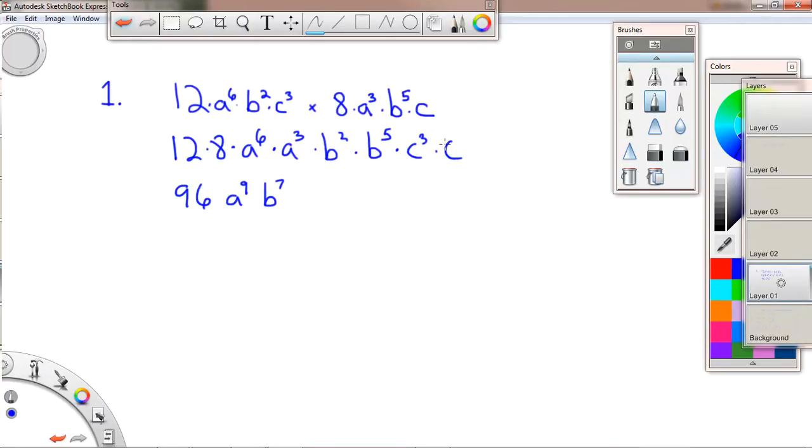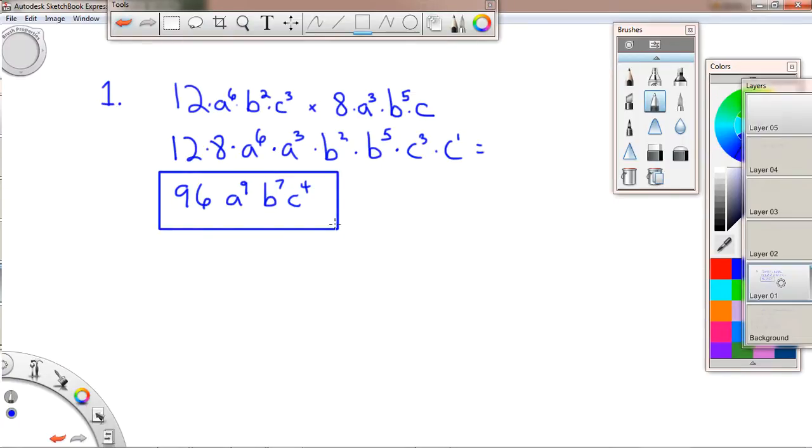C to the 3rd times C. Well, C is just C to the 1st. We don't write a 1 here, but this is C to the 1st, so this is going to be C to the 3 plus 1, which is C to the 4th. Okay, so this whole thing simplifies to just this right here. And that's all we can do.